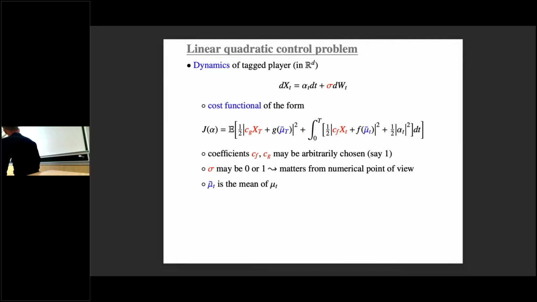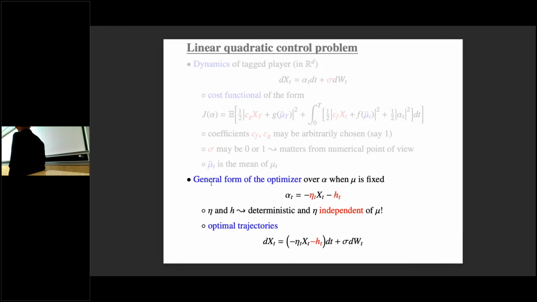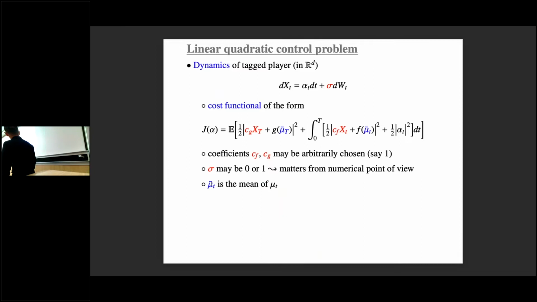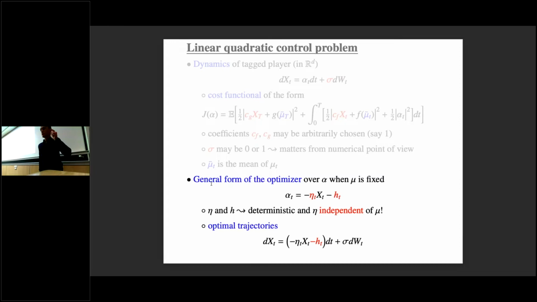And so the very first thing is that you wonder about the shape of the minimizer. When you are given the environment, you wonder about the minimizers of this problem. And this is something that you can do. You can observe that when you compute, either you solve the HJB equation when mu is given, or you apply the Pontryagin principle. And in fact, because of the convexity of the coefficients, the Pontryagin principle will be a necessary and sufficient condition in this setting.